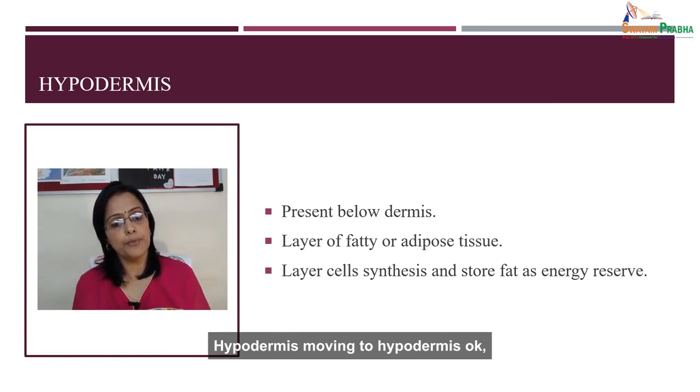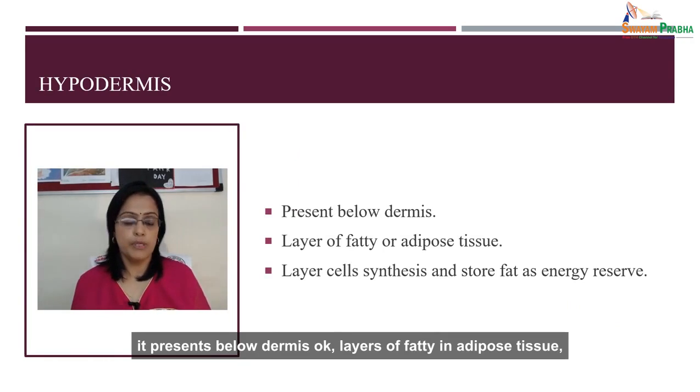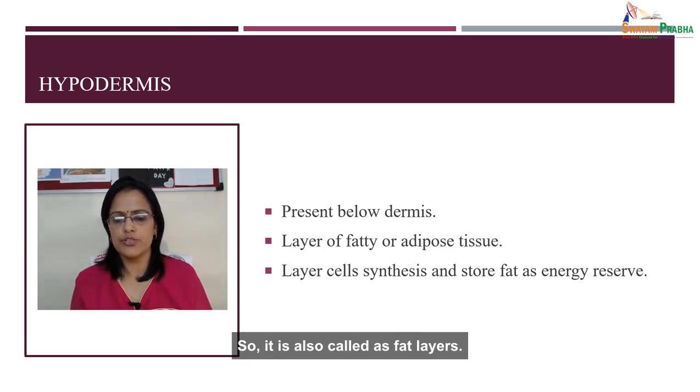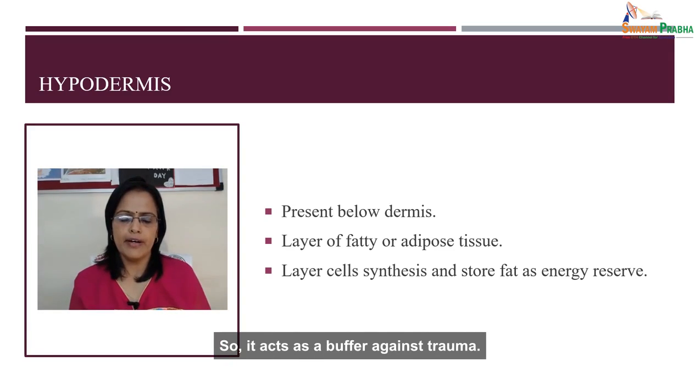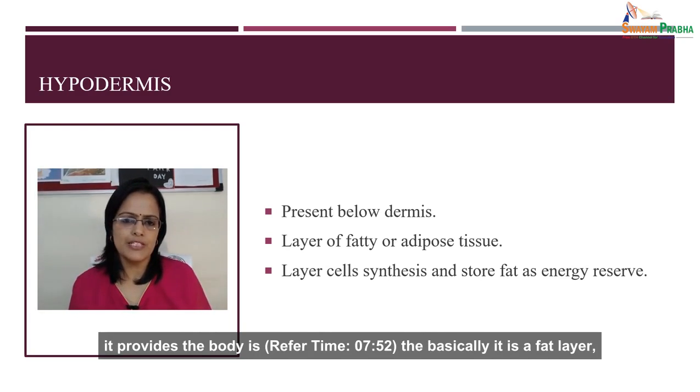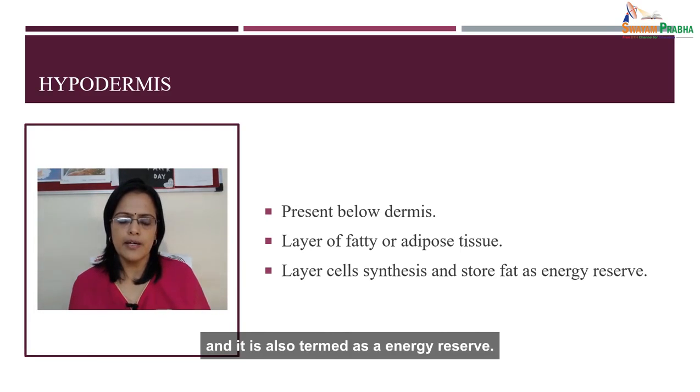Hypodermis, moving to hypodermis. Okay, it presents below the dermis. It has layers of fatty and adipose tissue, and the cells synthesize and store fat as an energy reserve. So it is also called the fat layer. It acts as a buffer against trauma and provides the body its contours. Basically it is a fat layer, and it is also termed an energy reserve.